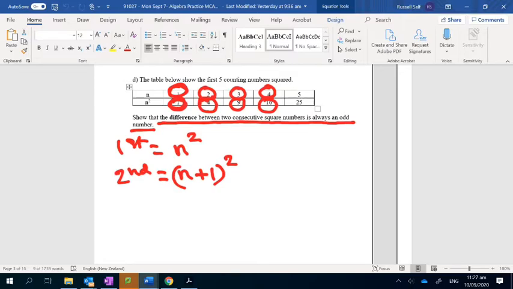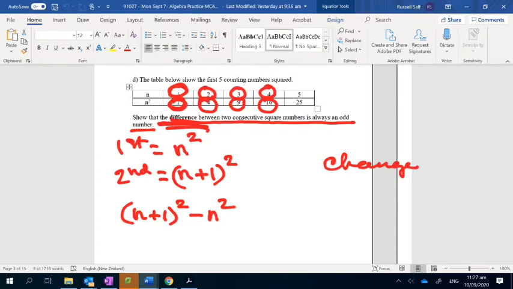So you can't get credit for that, even though you were showing that the common difference was always an odd number. But watch what happens. Now remember, anytime you're trying to say the difference between things, change, it's always the second one minus the first one. So it's going to be (n plus 1) squared minus n squared. Change is always the new minus the old one. So some of you subtracted it in the wrong order.